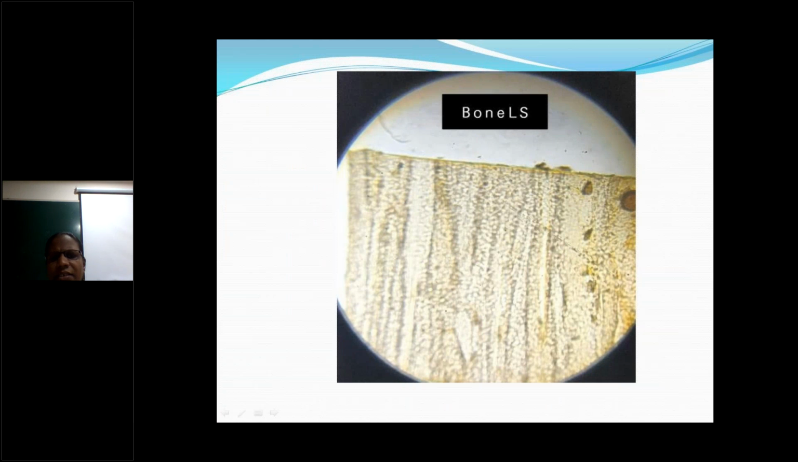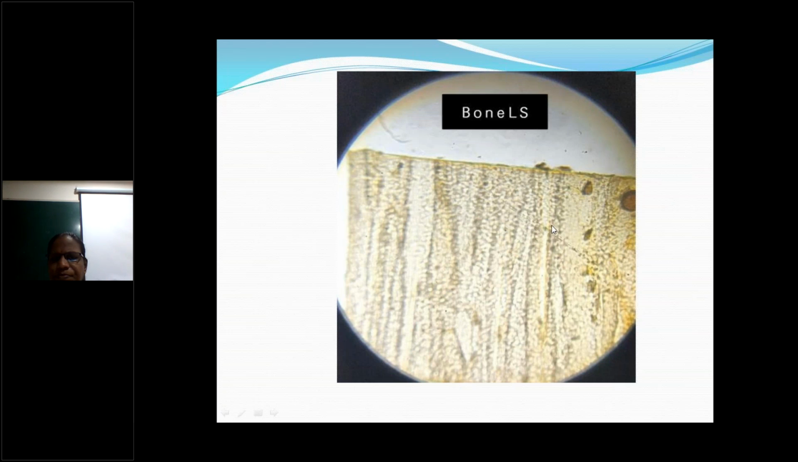This is the bone longitudinal section. In the bone LS, you are able to see this is the periosteum and this is the endosteum. The vertical appearance is the Haversian canal. A number of darker, shaded, space-like structures are seen: lacunae with the canalicular part.